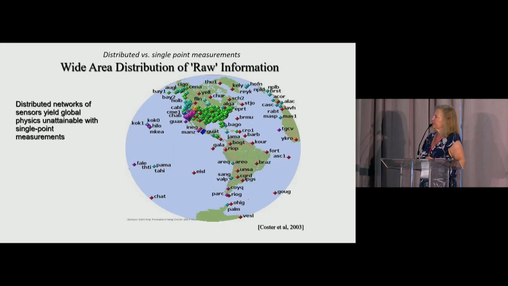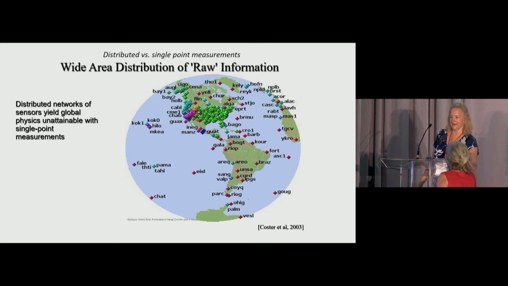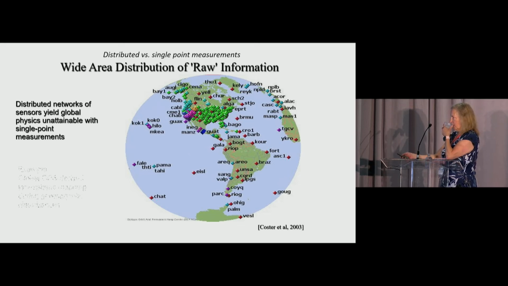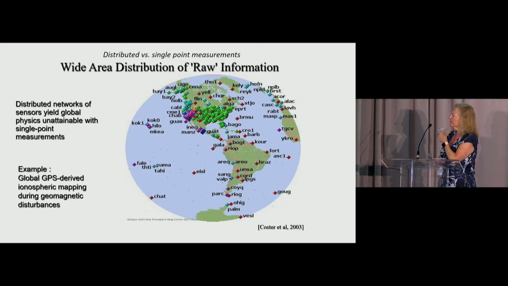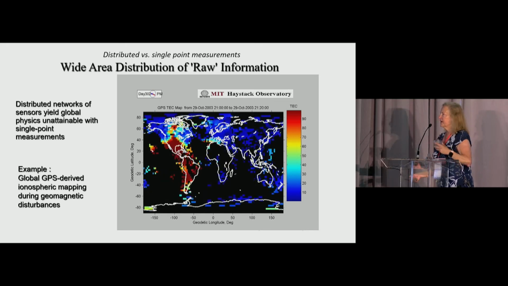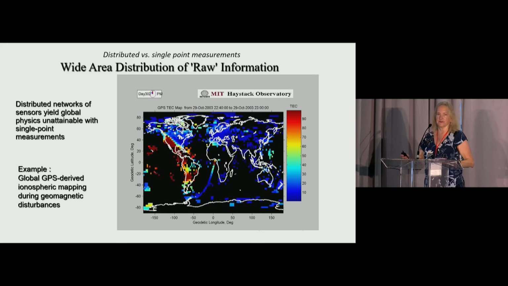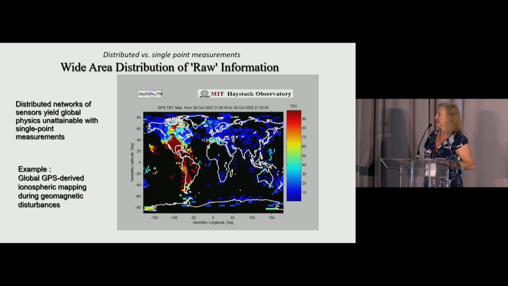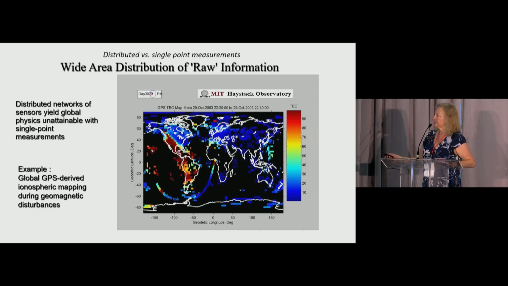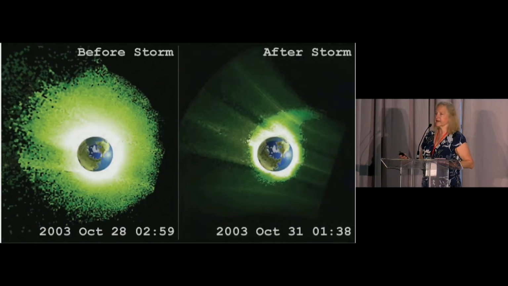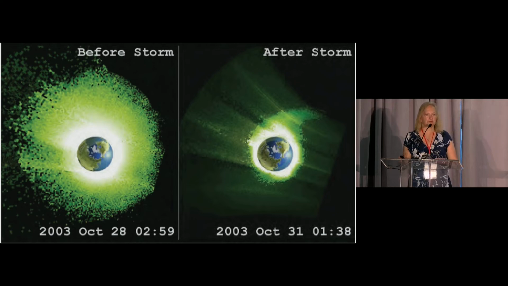And we started making movies. Basically, this is sort of the initial DAISY, but you can see it says Distributed Networks of Sensor Yield Global Physics Unobtainable with single-point measurements. And where's my movie? There it is. And so as you look at the movie, you can see we can start seeing how it's changing and rotating around the world. And that's really getting our first system science.